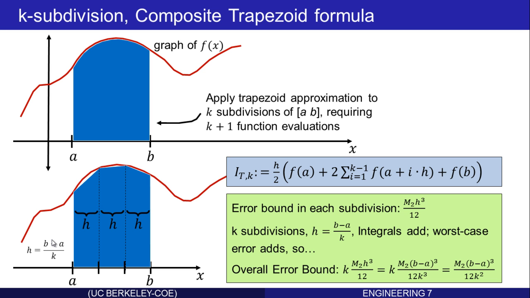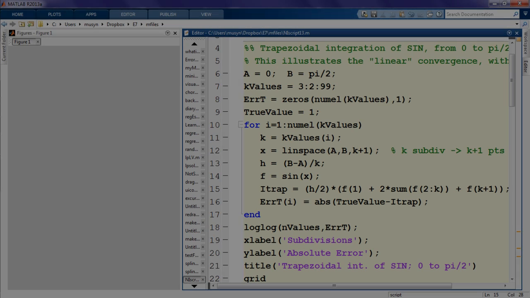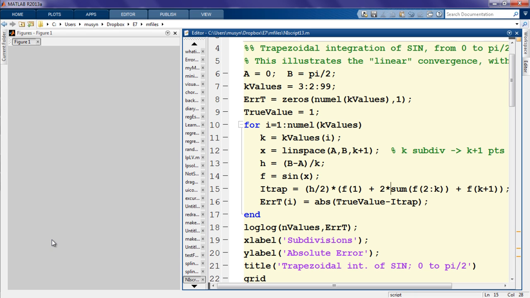Let's go into Matlab and see the effect of increasing the number of subdivisions on calculating the integral of sine of x from 0 to pi over 2. Here I am in Matlab. Let's go over what I have here. Limits of integration, 0 to pi over 2. We'll do k subdivisions. We'll vary k from 3 to 99.